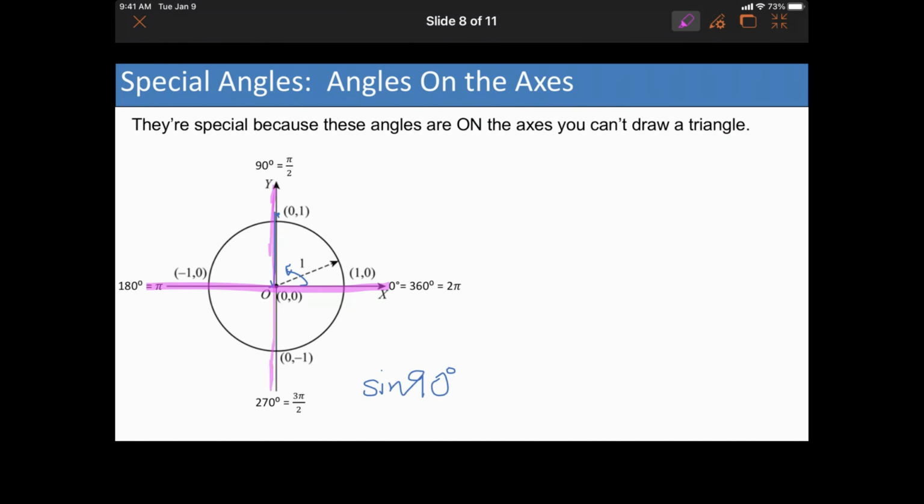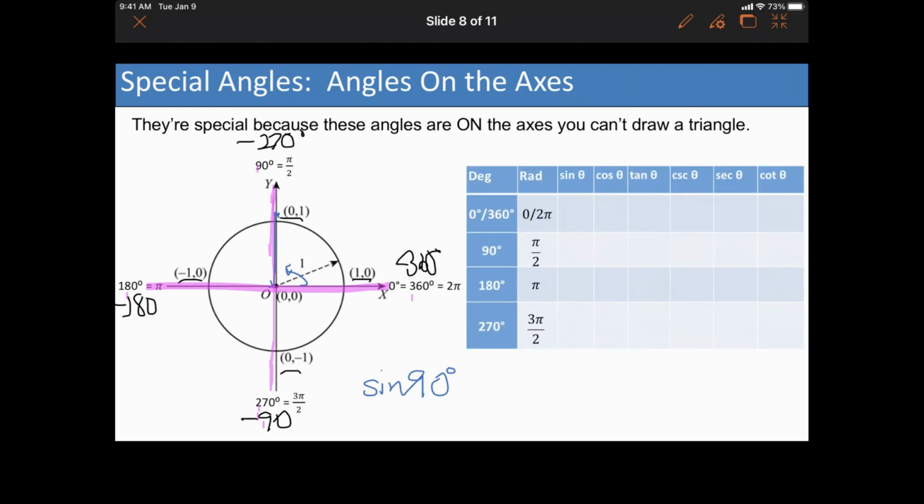Okay. So anytime you have 0, 90, 180, 270, 360 is the same as 0. Or going backwards, remember 270 is the same as negative 90, or negative 180, or negative 270, negative 360. It's special. And we're going to actually use the points here: 1, 0, 0, 1, negative 1, 0, 0, negative 1.